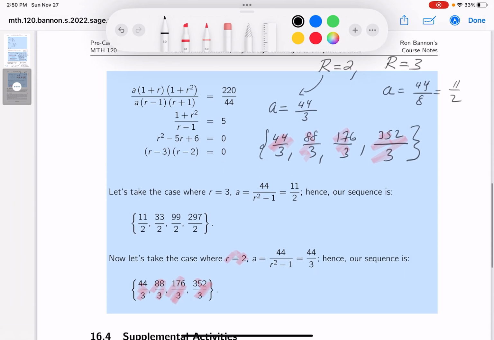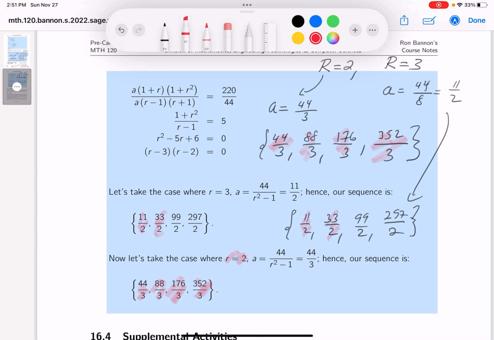Let's write that one down. What's that one going to look like? That's going to be 11 halves. We're multiplying by 3, so 33 halves. Multiply that by 3, 99 halves. Multiply that by 3, well, 270 and 27, 297 halves. All right. I do recommend you check these out, but we have 2 answers. I'm going to check with the key, though. 11 halves, 33 halves, 99 halves, and 297 halves. And again, this is when R is equal to 3.